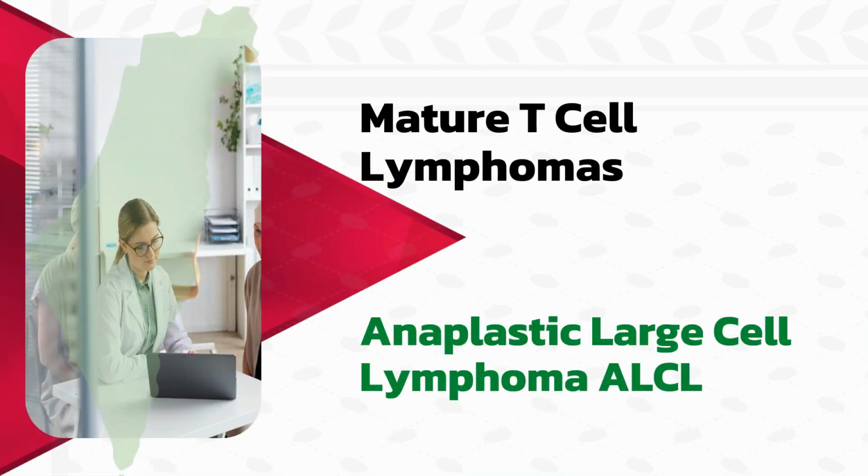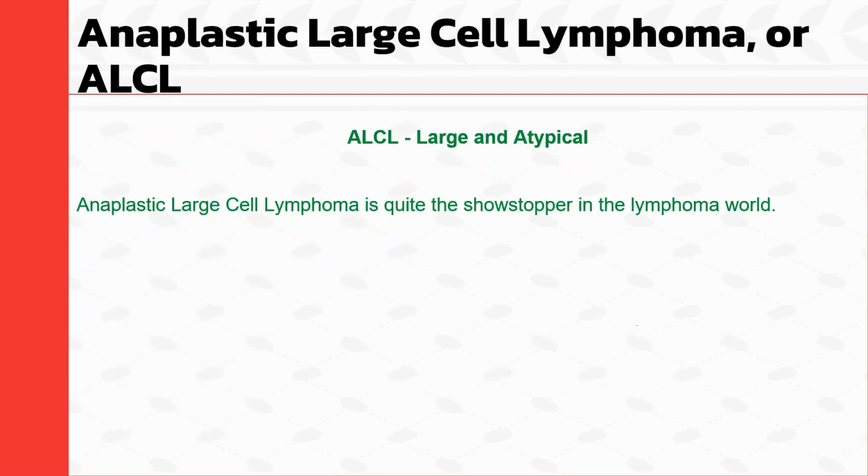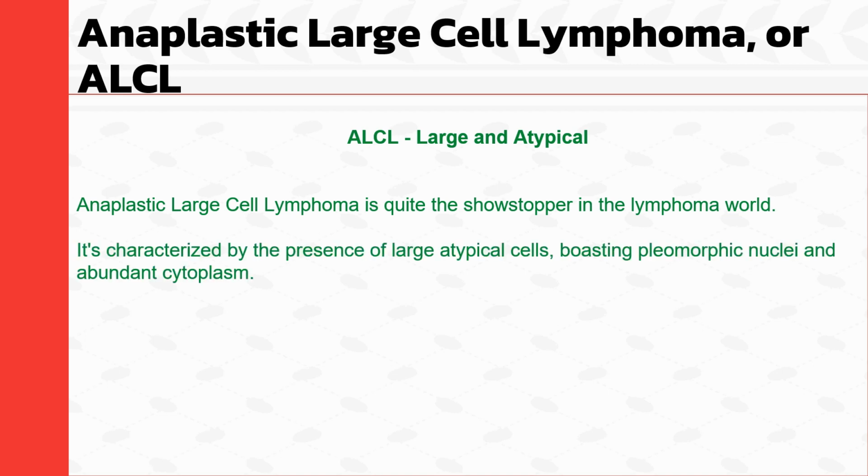Anaplastic large cell lymphoma, or ALCL. This lymphoma is defined by its large atypical cells and presents unique features that set it apart. So, let's explore ALCL's distinct characteristics, from its morphology to its prognosis. Anaplastic large cell lymphoma is quite the showstopper in the lymphoma world. It's characterized by the presence of large atypical cells, boasting pleomorphic nuclei and abundant cytoplasm.